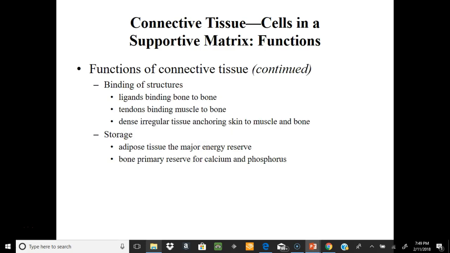Binding, ligaments and tendons bind either bone to bone or muscles to bone. We have dense irregular connective tissue that binds our skin to our muscles and our bones that are deeper. And then we have storage. Storage, bone stores calcium and phosphate. Bone also stores excess adipose tissue. Adipose tissue stores excess energy. I mean, there's a lot of functions of connective tissues.